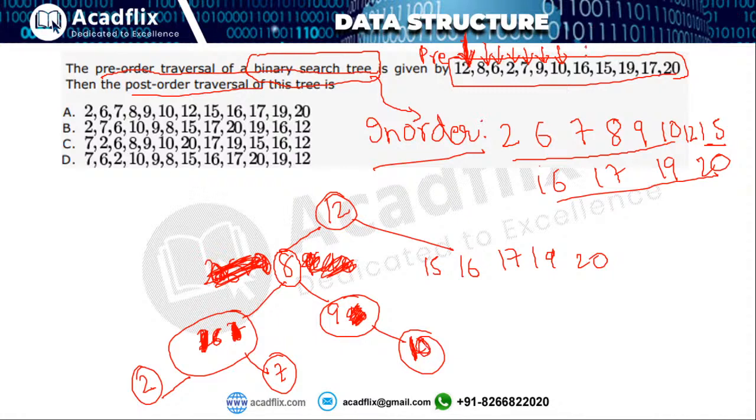Now I need to process 16. Once I process 16, I will make 16 a single node, and I will move 15 to its left and 17, 19 and 20 to its right.